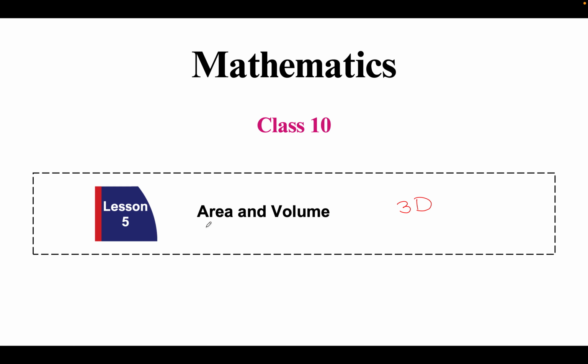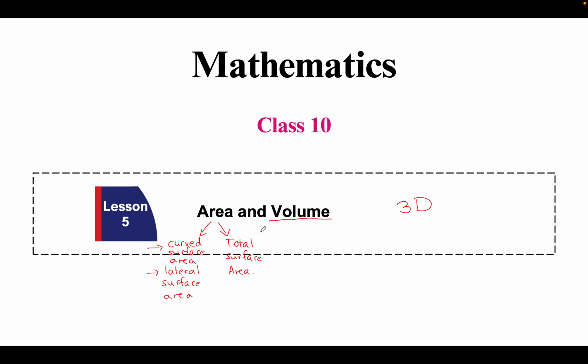And the area of a 3D object can be divided into curved surface area, and for other objects we also say it as lateral surface area, and another type of area is total surface area. And another is volume. Volume is the same.